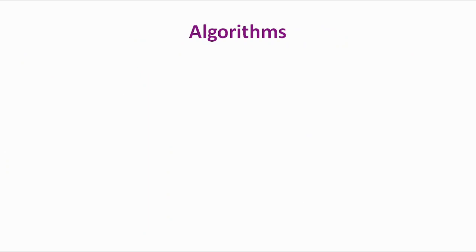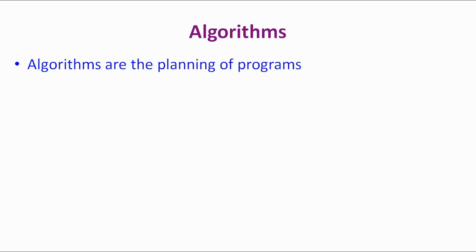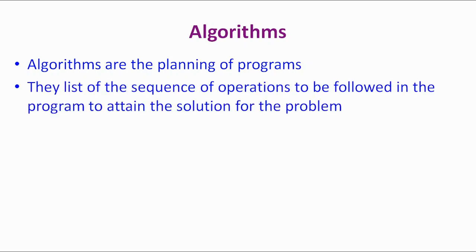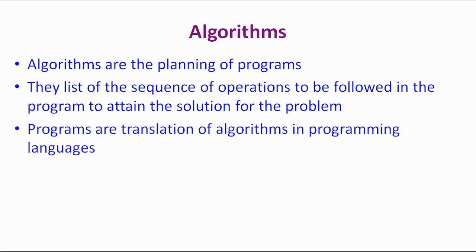Now let us learn about algorithms. Writing algorithms is the method of planning for programs. Algorithms list out the sequence of operations to be followed to attain the correct solutions for the problems. Once the algorithm is correctly made, it is very easy to translate into an actual program in a programming language. The same algorithm can be implemented in multiple programming languages since algorithms are independent of programming languages.